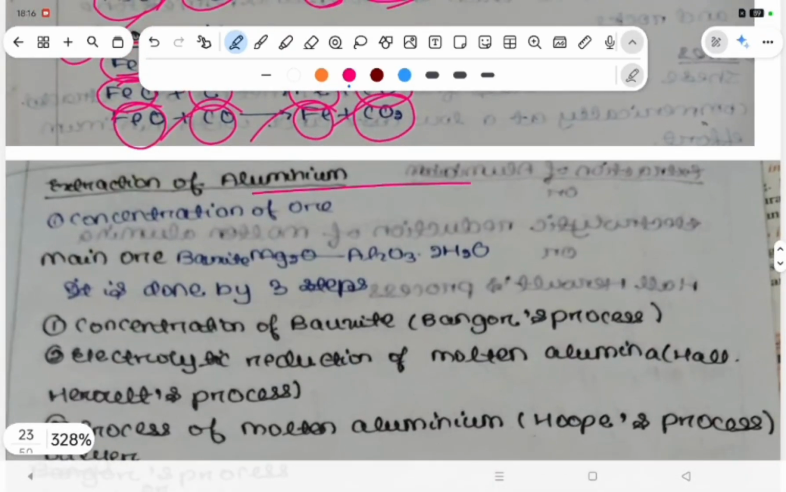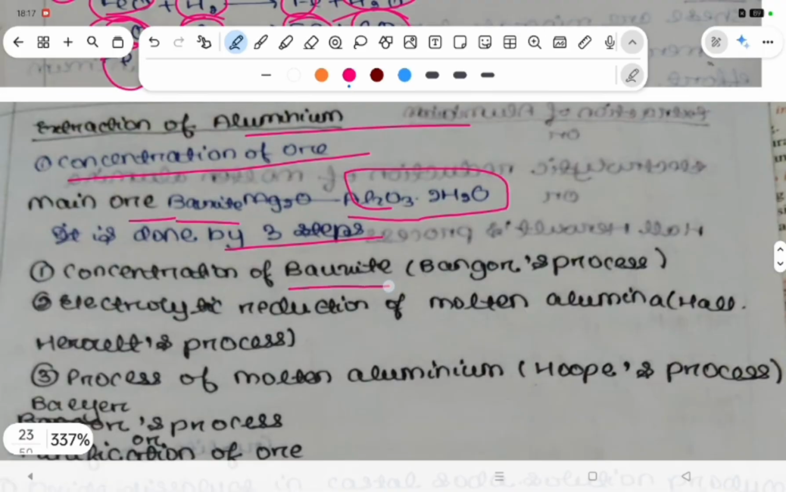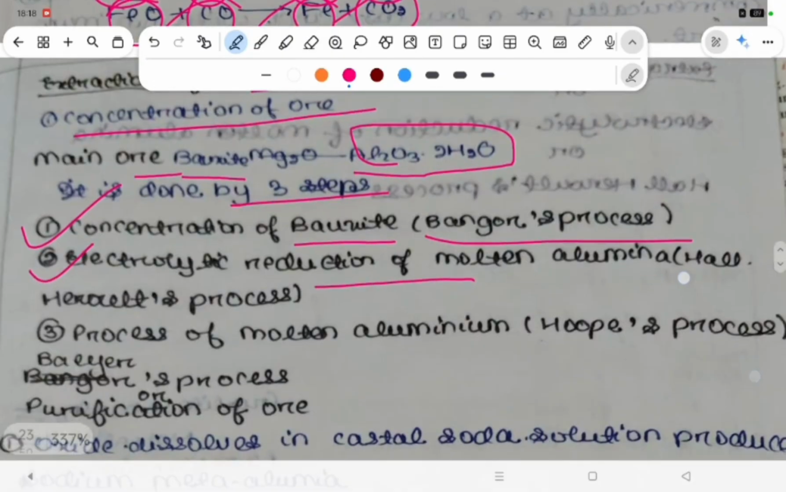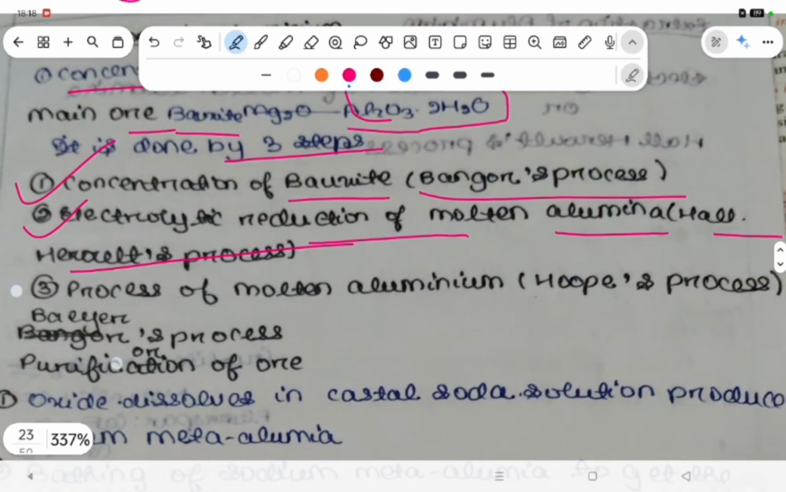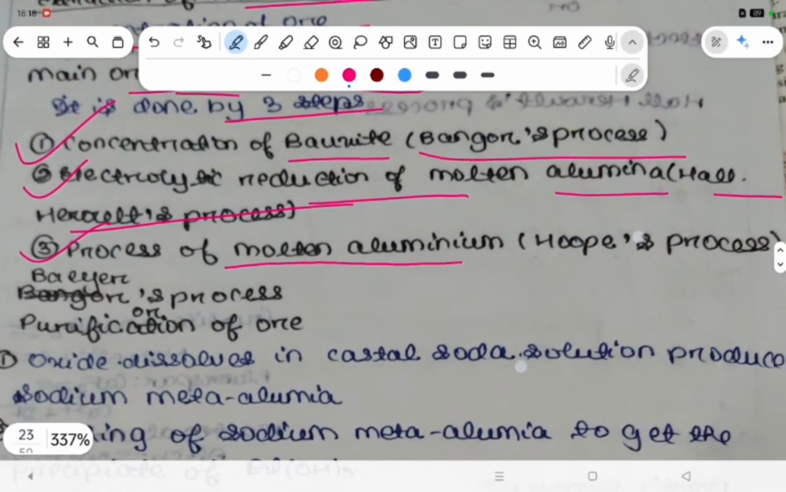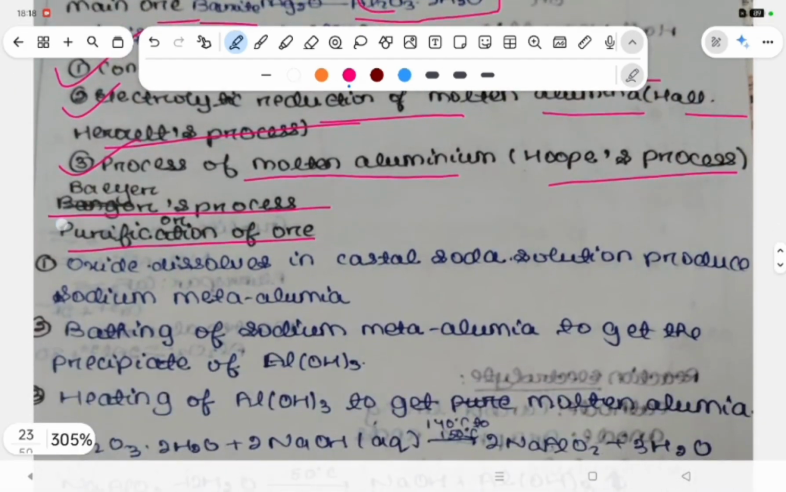Extraction of aluminium. First, concentration of ore. Main ore: bauxite. Formula: Al2O3.2H2O. It is done by three processes. First, concentration of bauxite, also known as Baeyer's process. Second, electrolytic reduction of molten alumina, the Hall-Héroult process. Third, purification of molten aluminium, Hoope's process.